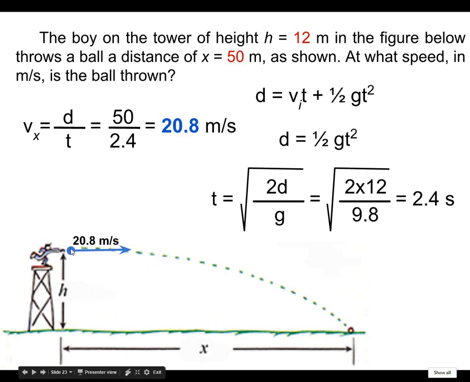So this horizontal velocity vector would be 20.8 meters per second long. And it will be the same length of the horizontal vector over here, or over here. It would be the same horizontal component.